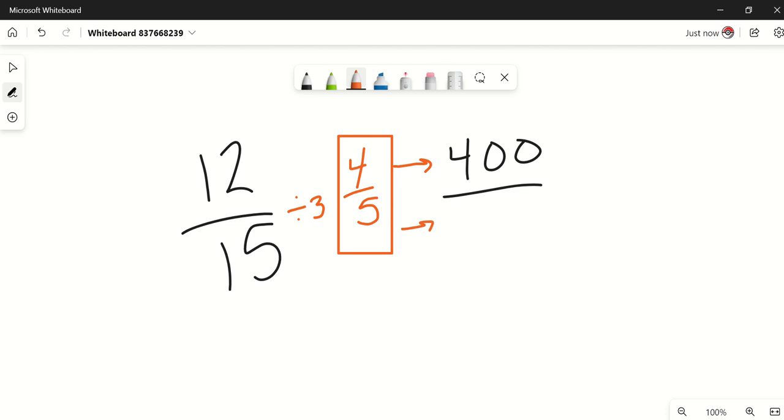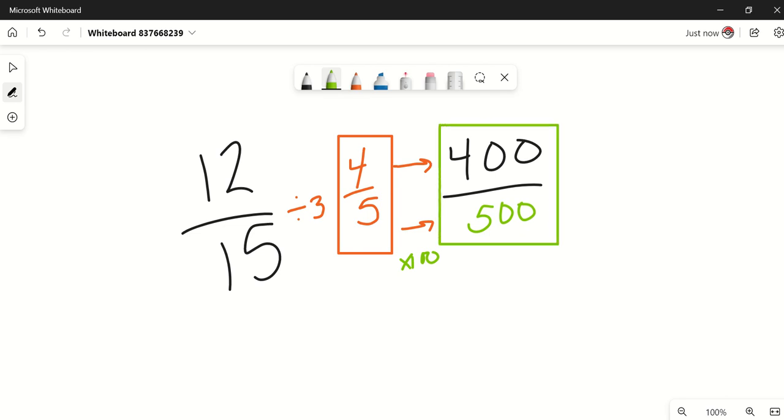So 4 to 400 gives me an easy conversion. I multiply 4 by 100. The same thing will happen down with 5, which means that I need to multiply that by 100 as well, which will give me 500. So 500 people took the survey.